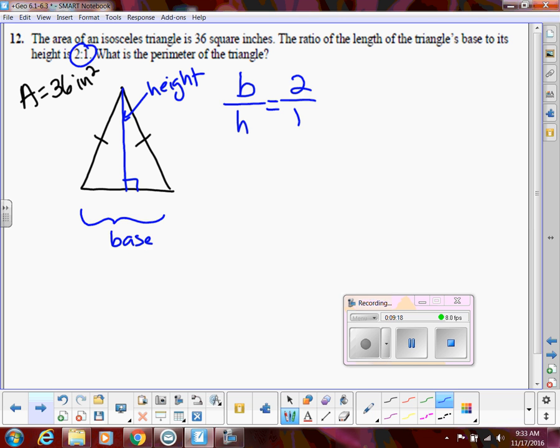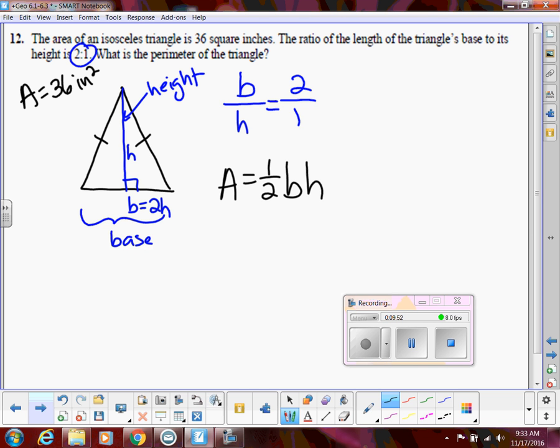Okay, so what we can do is instead of writing this as h and b, I can write it with just one single variable. I can say b is going to be twice as big as the height. So instead of b, I'm using 2h. Now, why would I want to do that? Well, they gave me the area, and I know that the area formula is 1/2 base times height. So I'm trying to figure out, okay, what is the actual height? Because they're wanting me to find the perimeter.